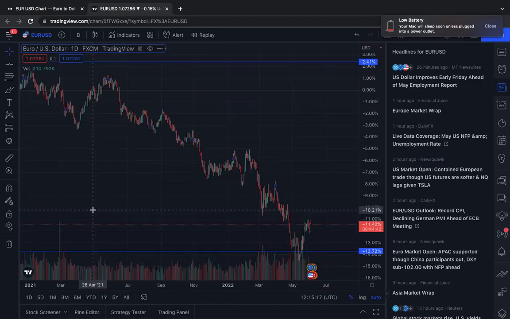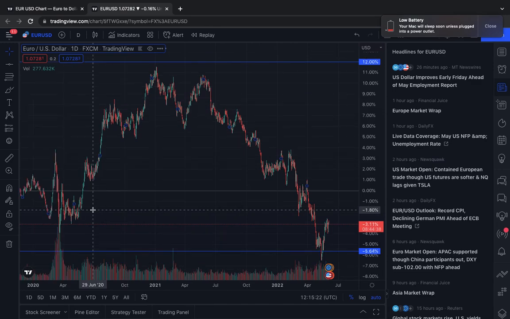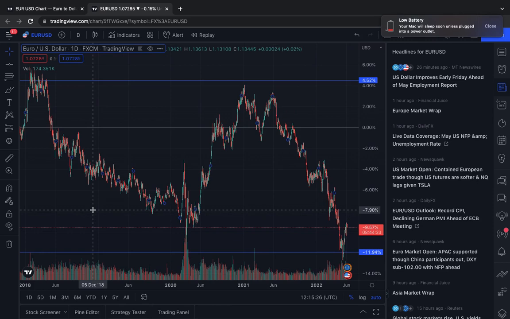Now this is how you know if you have a good support and resistance zone. If your support and resistance zones don't hold on all time frames, then you know something is wrong somewhere. And that is where you know that it is not a good support and resistance zone.